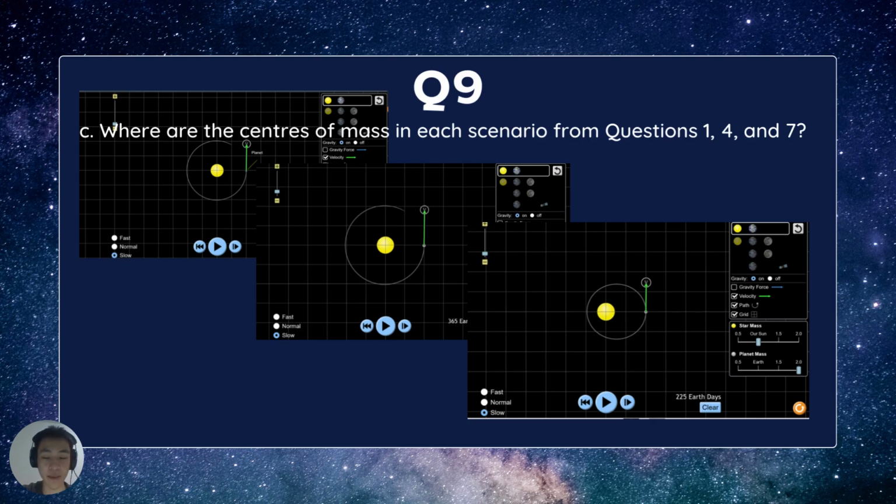And for the second one, the middle one, they are pretty much the same, because even if we double the Earth's mass, this does not make much difference from the first one. The only difference is the COM might slightly shift from the original place. And for question 7, the change in velocity does not matter for the COM position, but it influences the shape and the stability of the orbit.